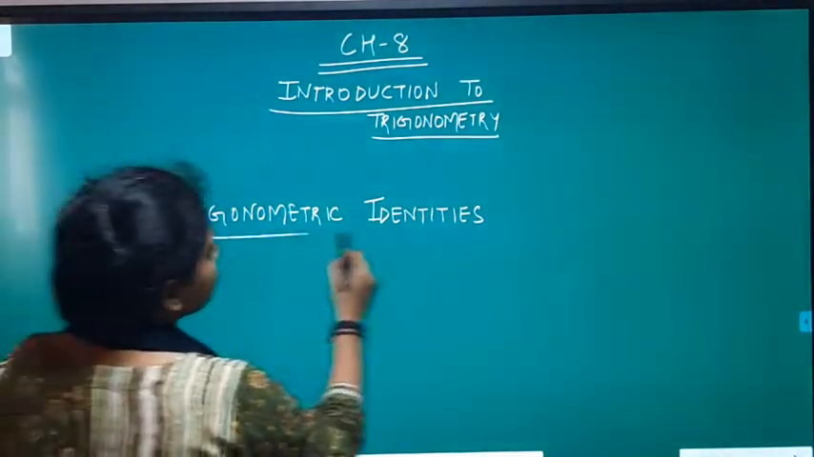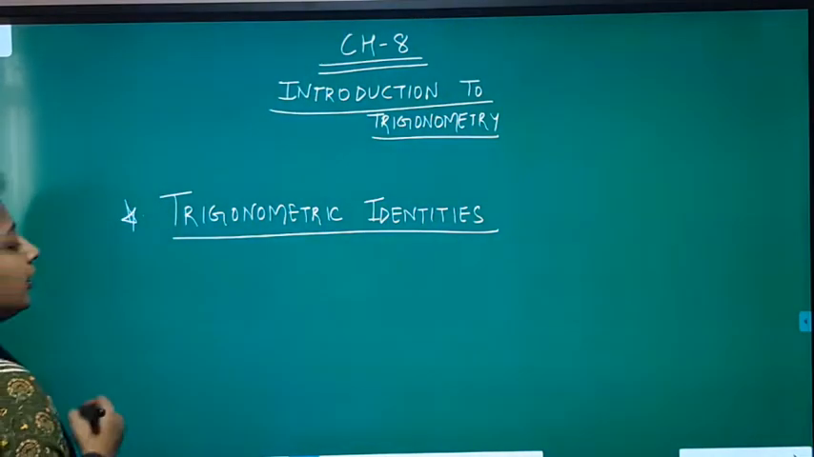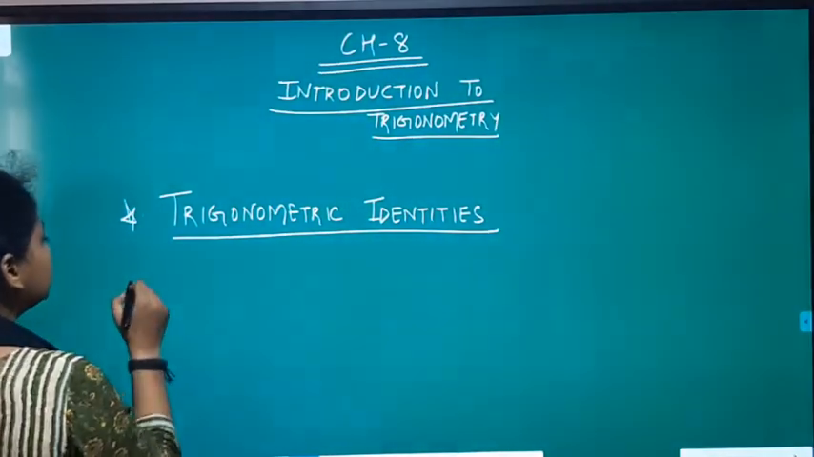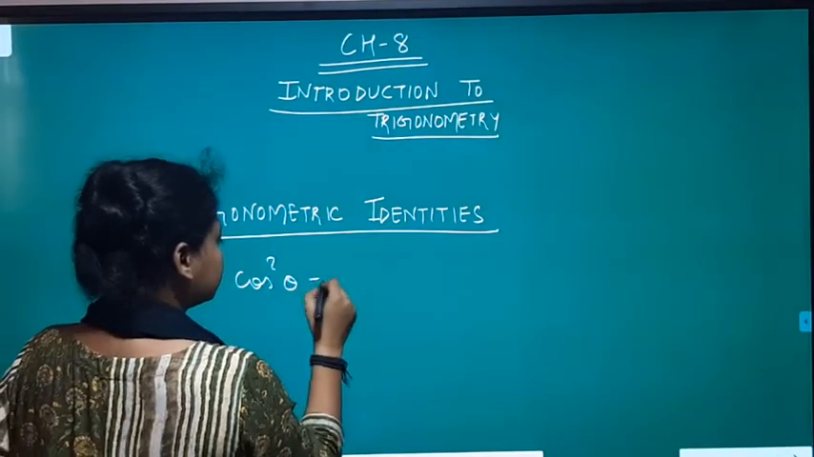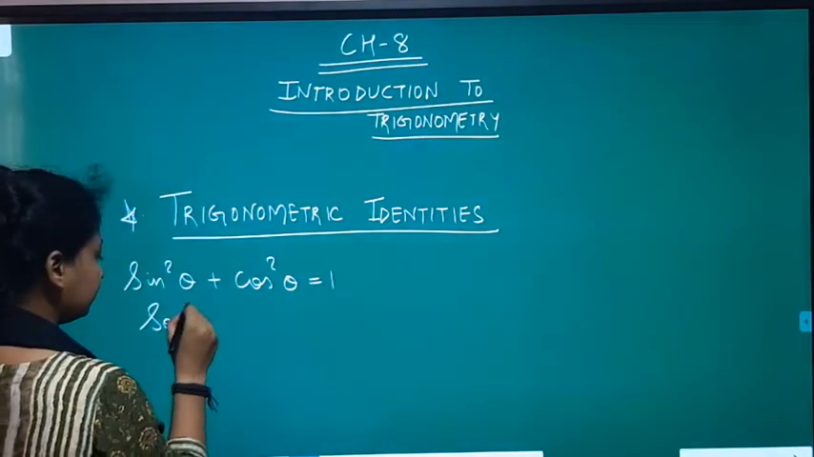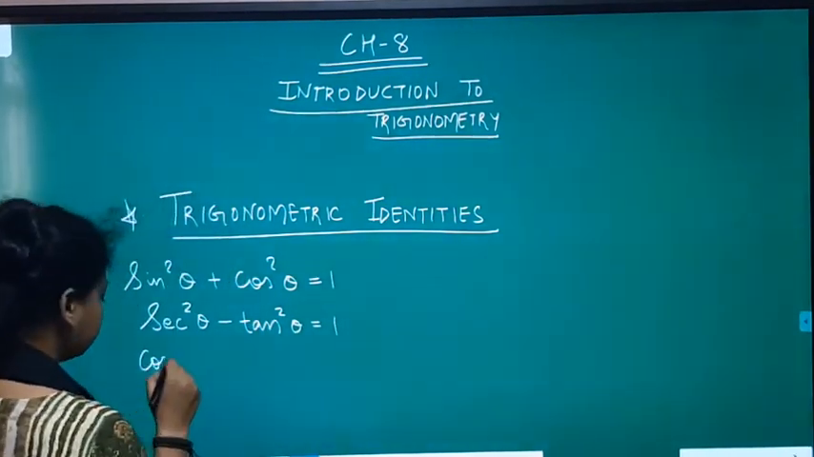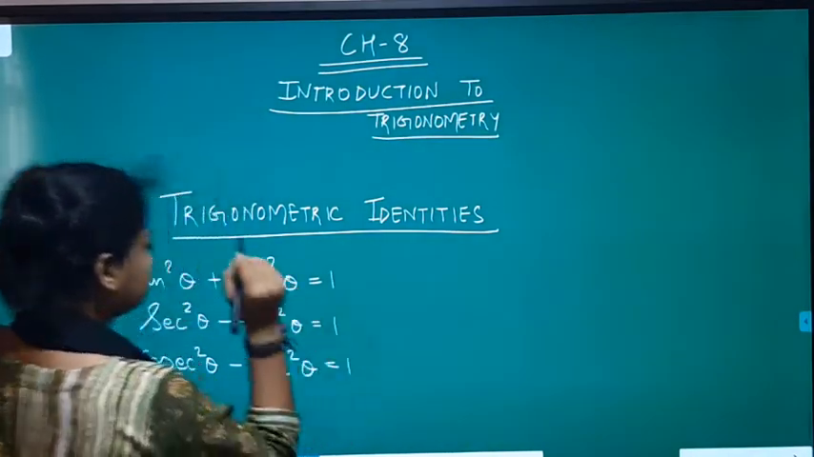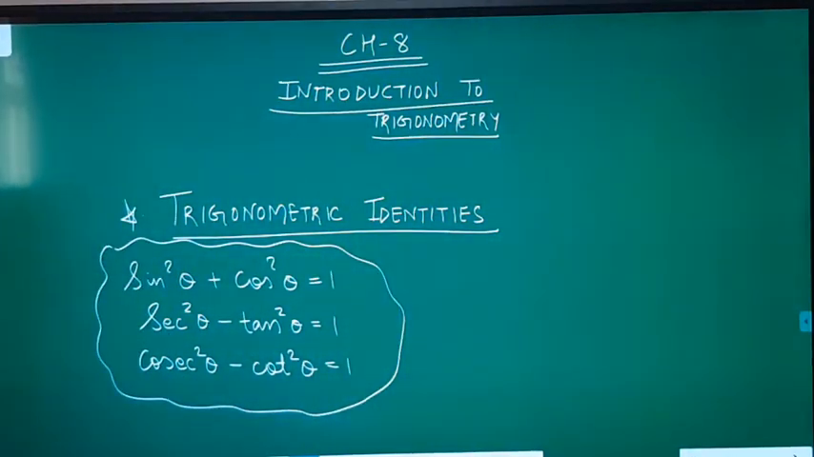Trigonometric identities, as I said, are the most important concept of this chapter. We have three basic trigonometric identities. The identities are as follows. These are our three important trigonometric identities. First one is sine square theta plus cos square theta equal to 1.